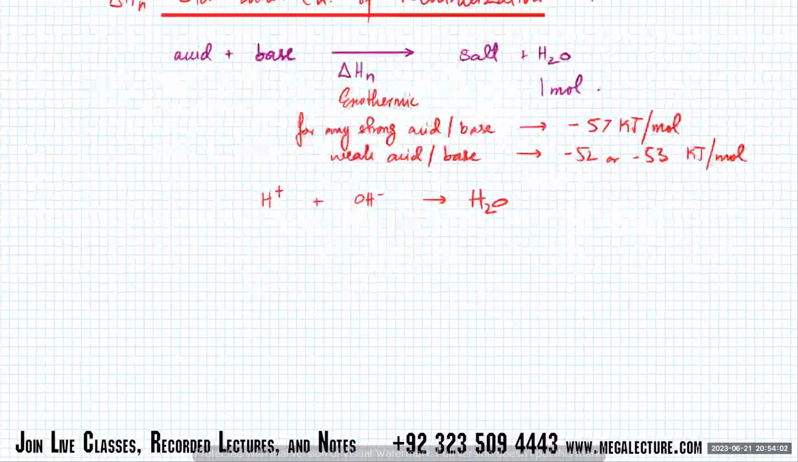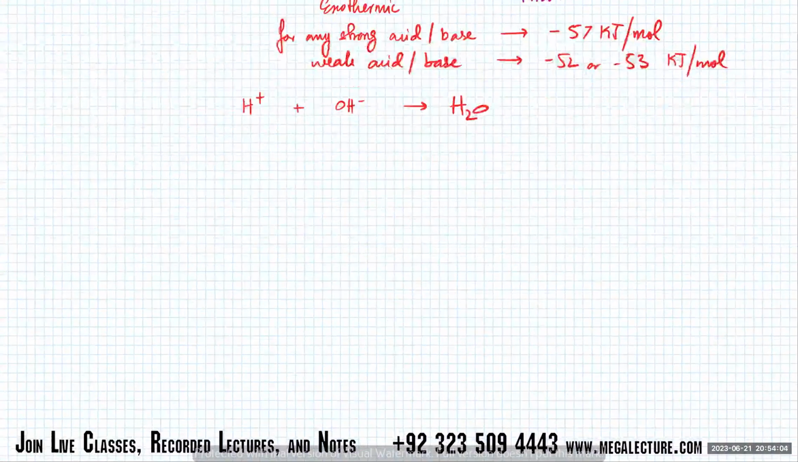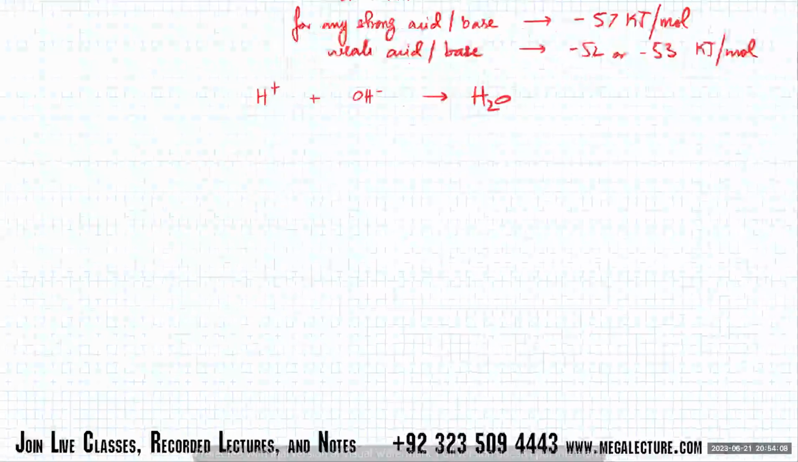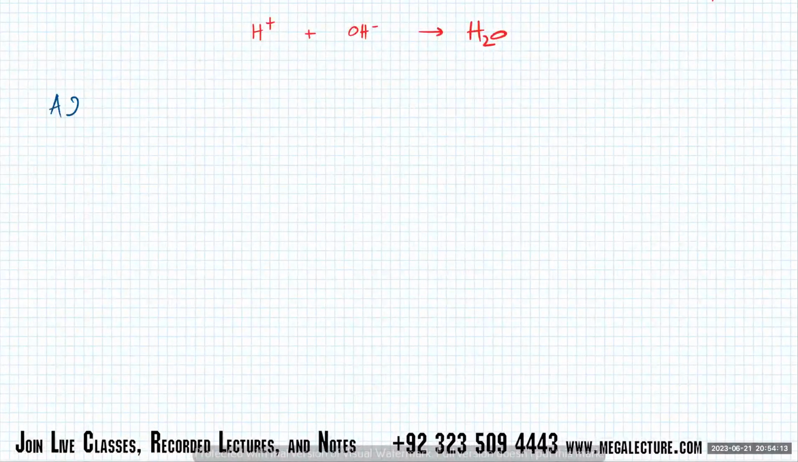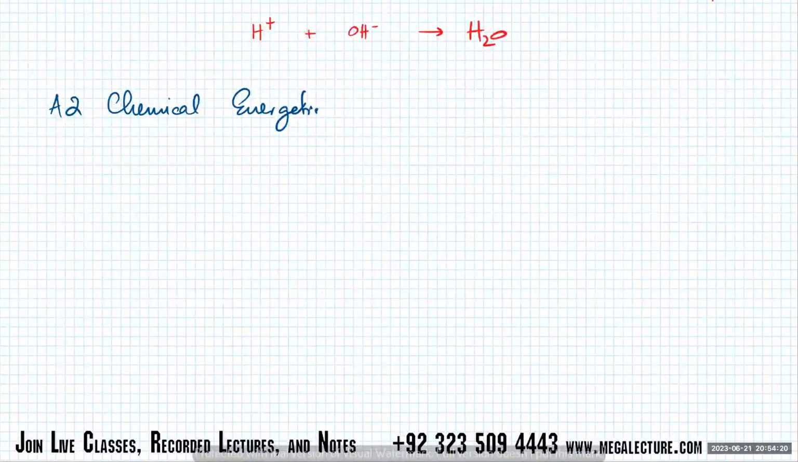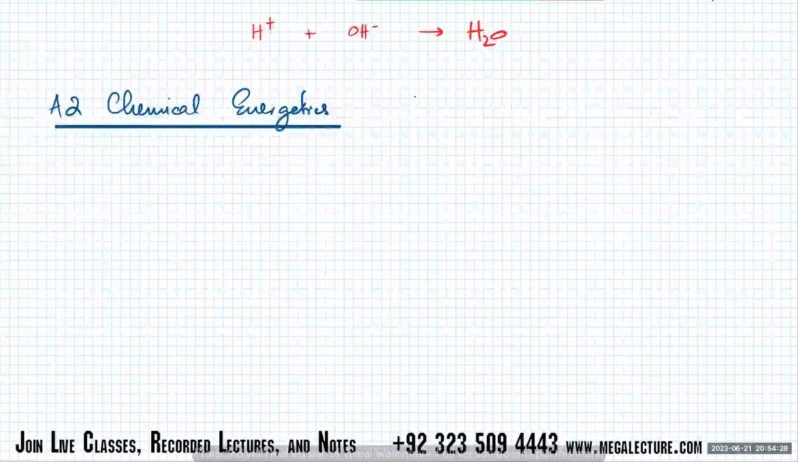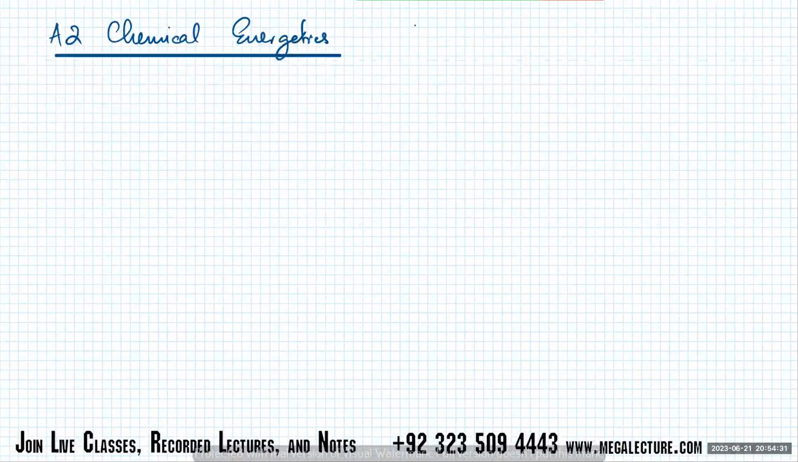After this we will now do A2 definitions. So we're going to move to A2 chemical energetics. The only thing we missed out on in AS revision was Q is equal to MC delta T. I'm going to cover that right at the end. So A2 chemical energetics, and initially we'll cover the definitions.